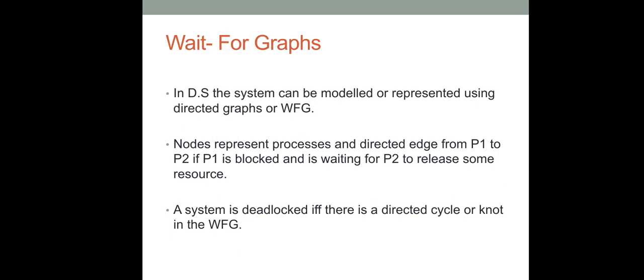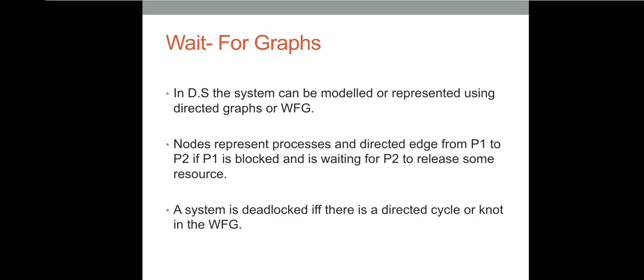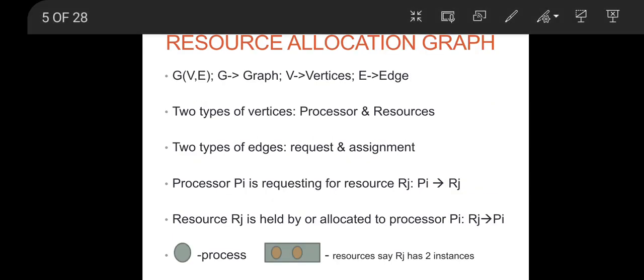Now, two types of graph can be drawn. One is called wait-for graph, the other one is called resource allocation graph. Let us see resource allocation graph first. In case of resource allocation graph, as I said, a resource will be represented by a box and a process will be represented by a circle. We will be writing the name of the process and the name of the resource here. And there can be an assignment edge or a request edge. So this is our resource allocation graph.